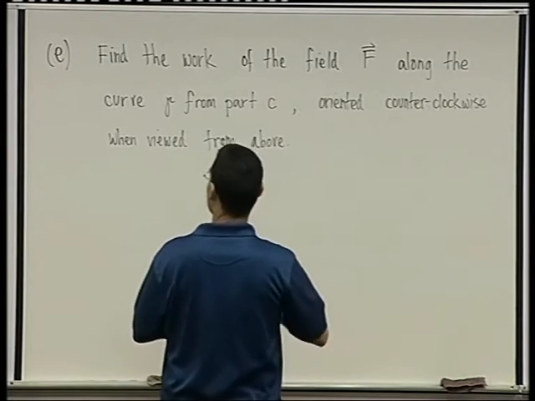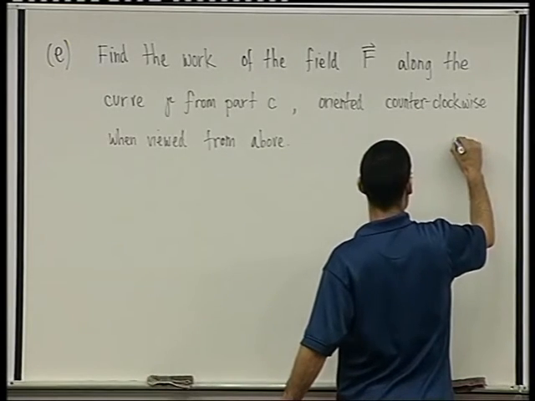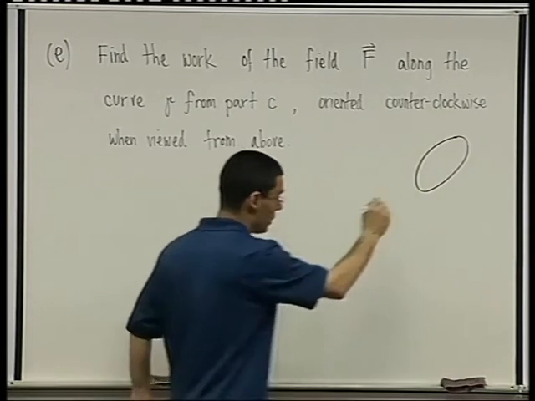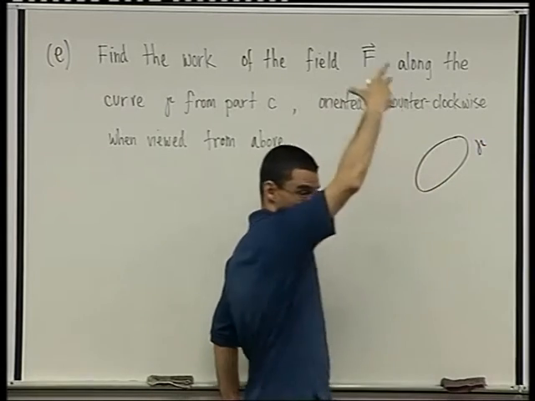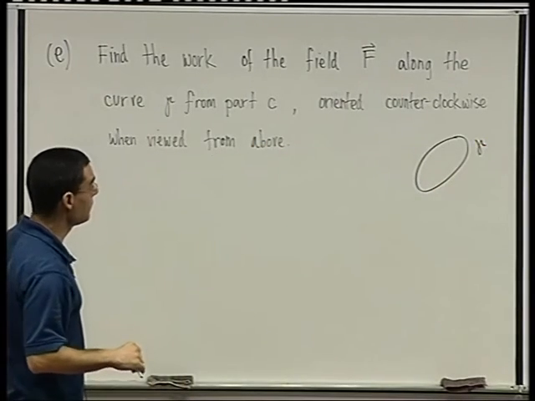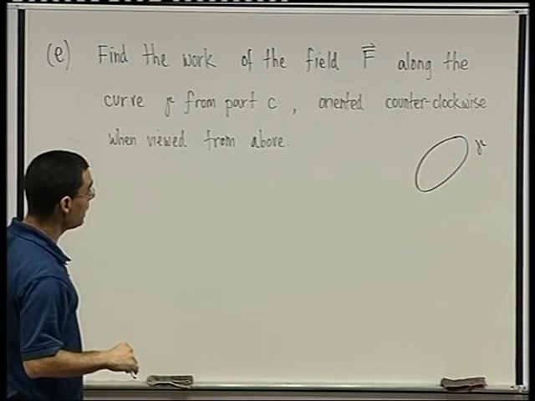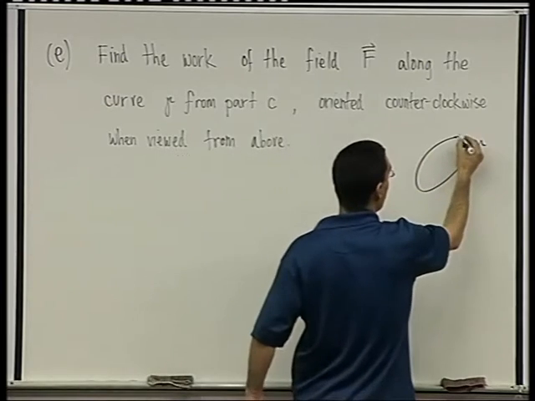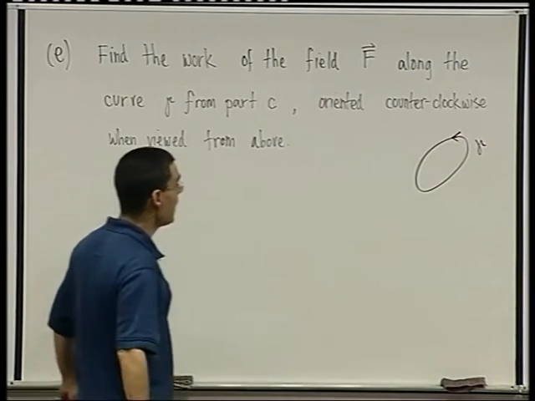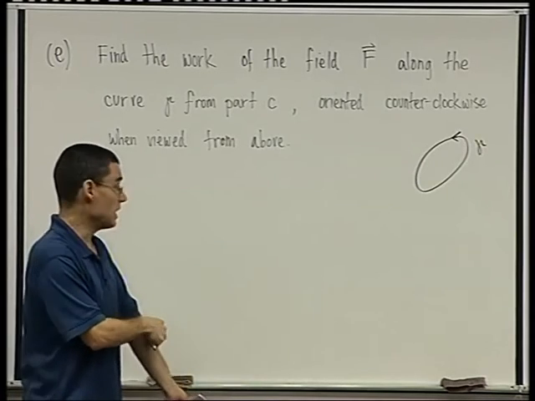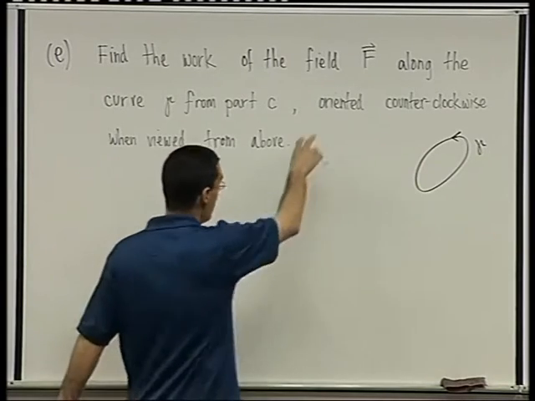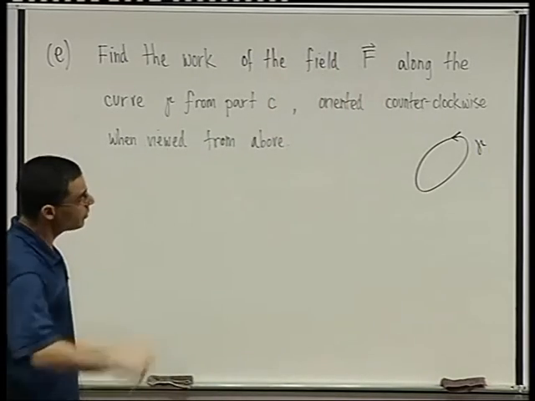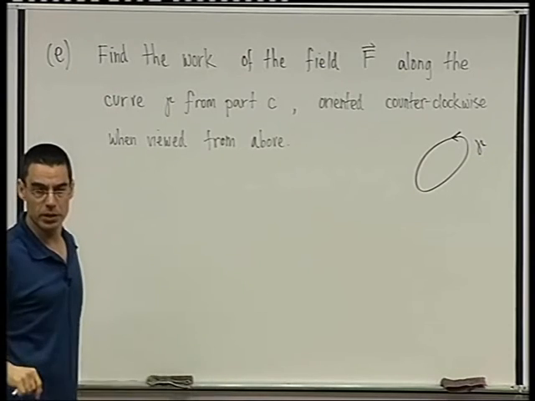So remember that our curve gamma was the intersection of A and B. Now it's the curve, the intersection of the cylinder and that tilted plane, and now we're orienting it counterclockwise when viewed from above. So this is the direction, and now we have this force that was given in the data of the problem, and we want to find the work done by this force. This field F is now representing a force moving a particle along gamma.